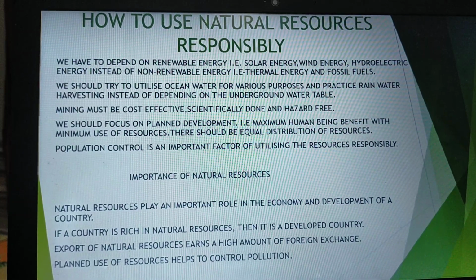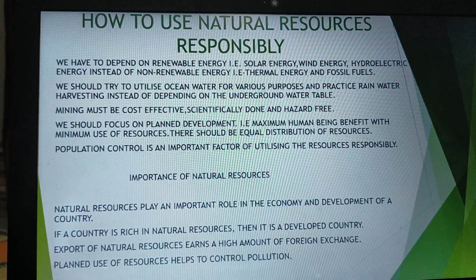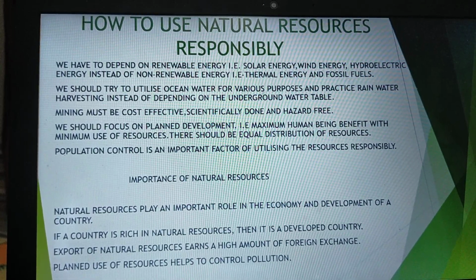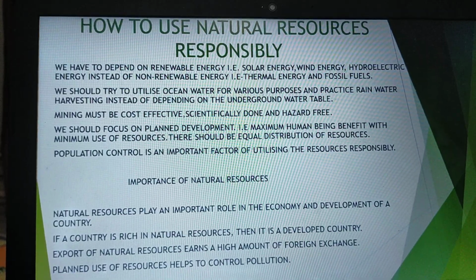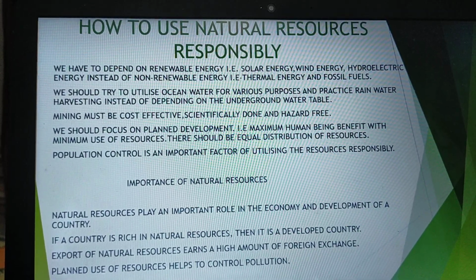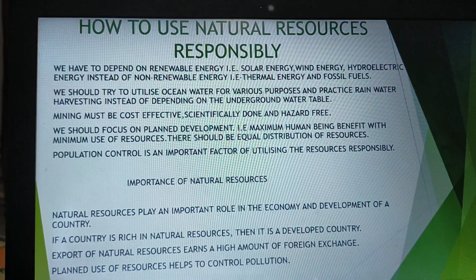We should focus on planned development, that is maximum human benefit with minimum use of resources. There should be equal distribution of resources. Population control is an important factor of utilizing the resources responsibly.